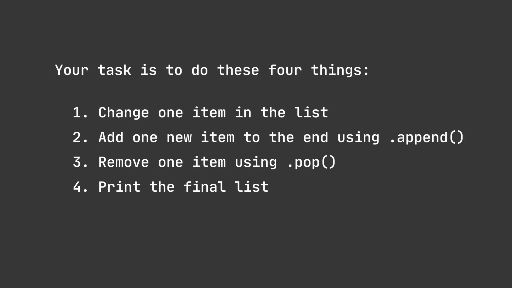Before we finish, here is a very short practice task for you. What I want you to do is to create your own list with 3 items. You can use anything, for example, foods, games, cars, or countries. And your task is to do the 4 following things. First, change one item in the list. Second, add one new item to the end using .append(). Third, remove one item using .pop(). And fourth and finally, print the final list. Pause the video for a few minutes, then when you finish, play the video again to see my example.